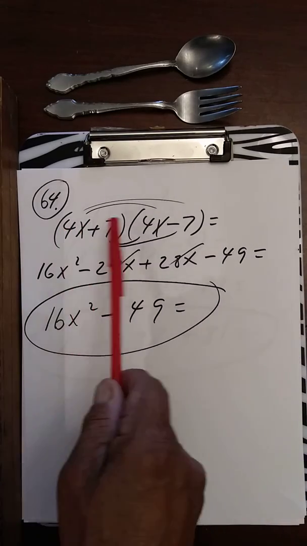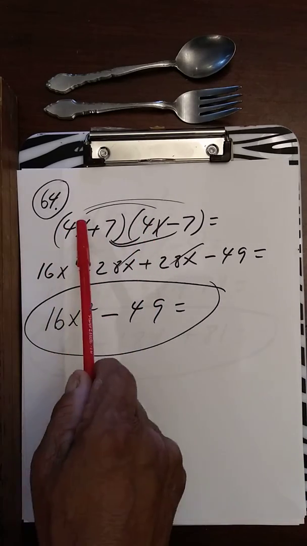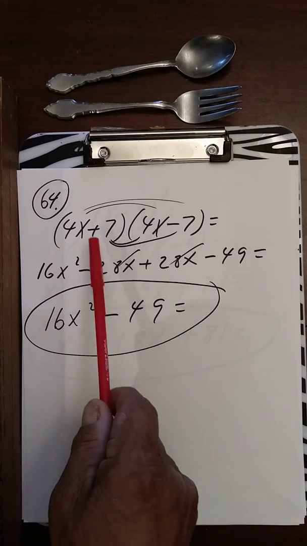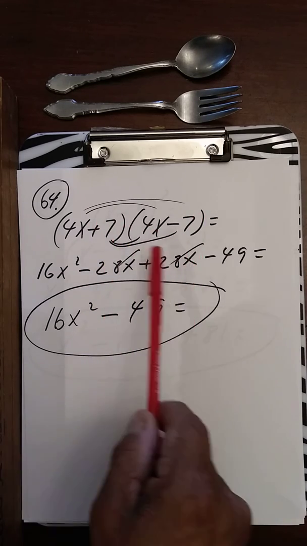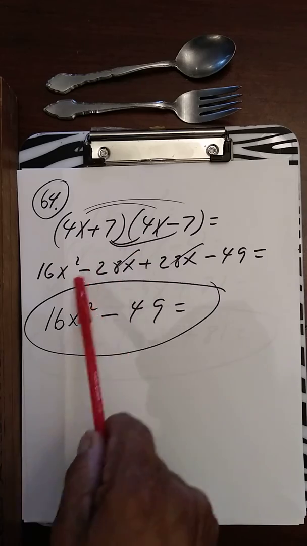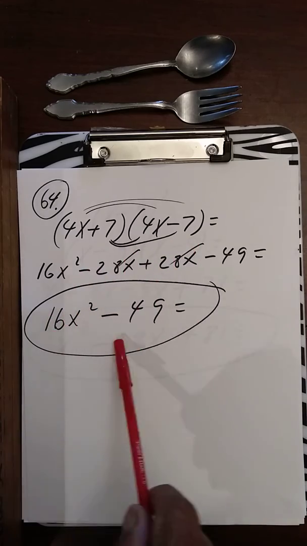FOIL. First times first is 16x squared. First times the last. Negative 28. Now this one times this one. Positive 28. That times that. Negative 49. These are gone. So we have 16x squared minus 49.